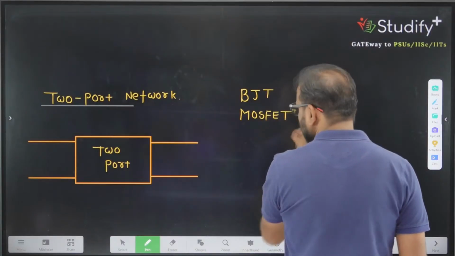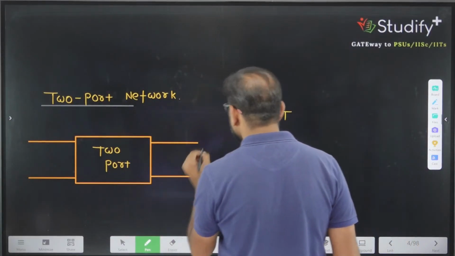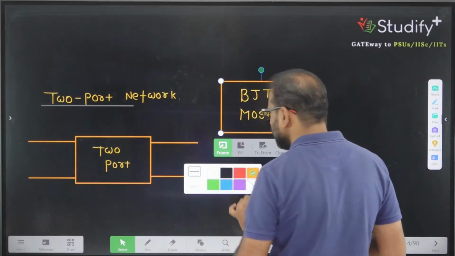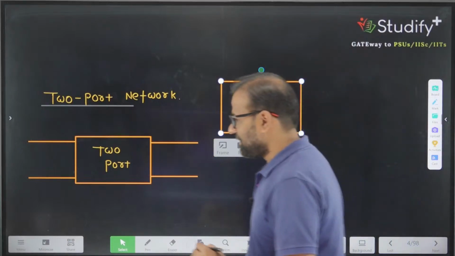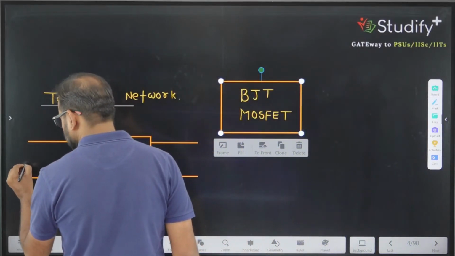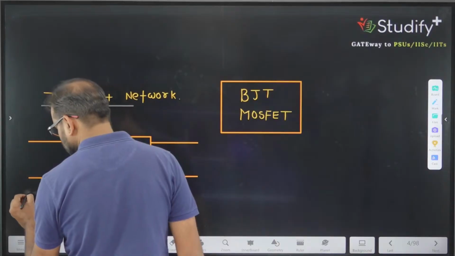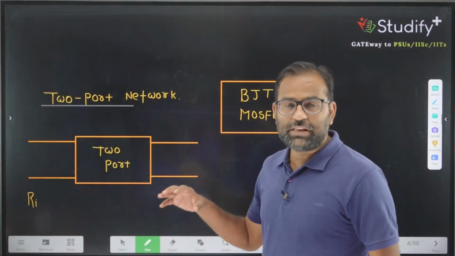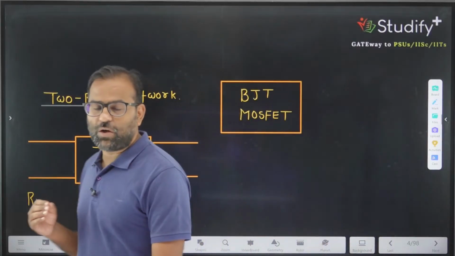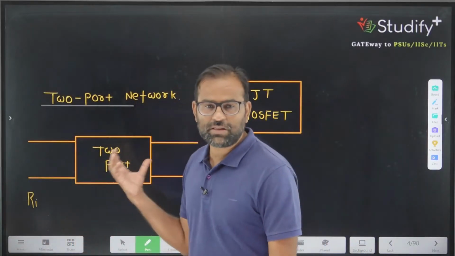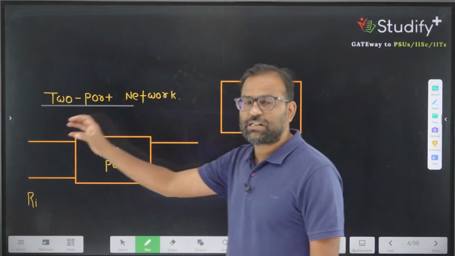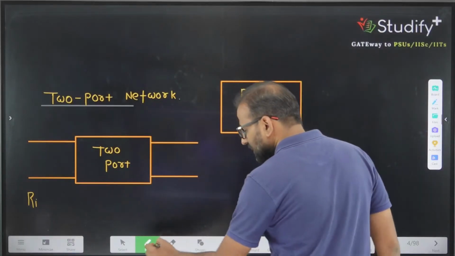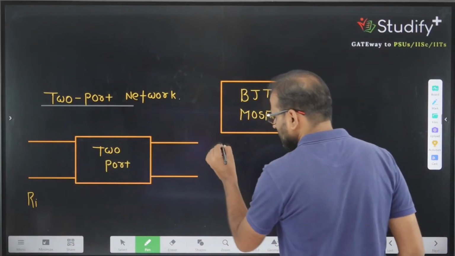Which information is this two-port parameter providing? The information provided by this two-port network is, let's say in case of BJT, we are interested in the input impedance, input resistance. Let's say we are interested in this Ri. So who will provide you the information about Ri? Without knowing the internal circuit of this box, we can identify the characteristics of this box, and this is known as two-port parameter. So this is also known as black box analysis.